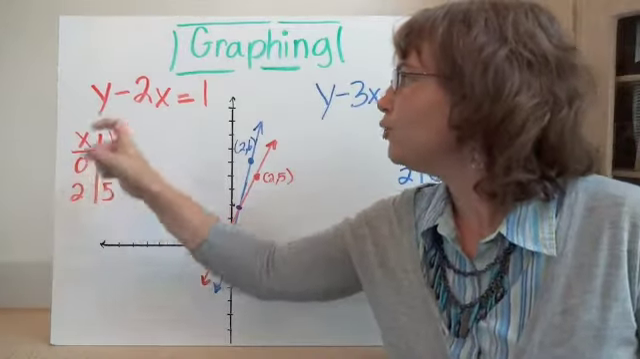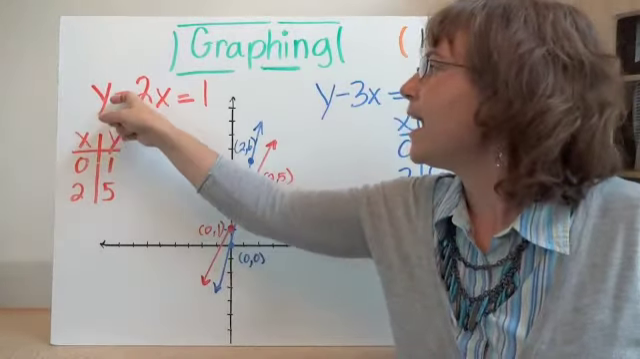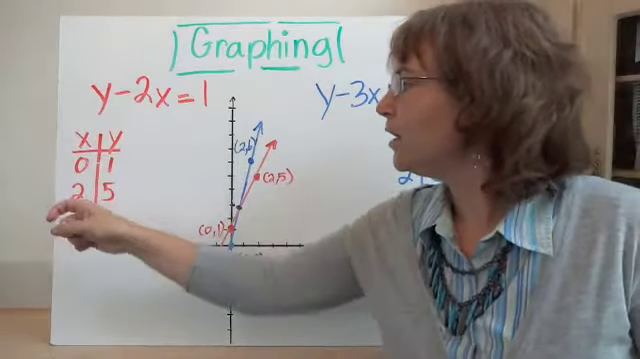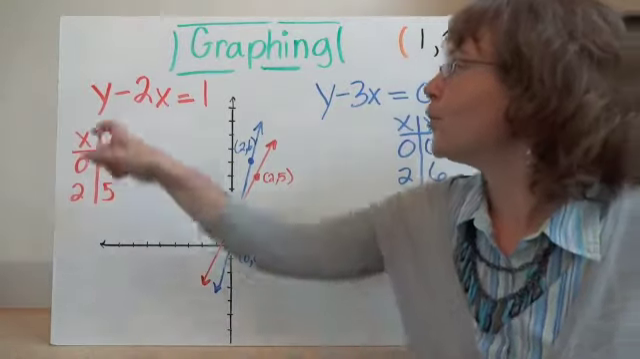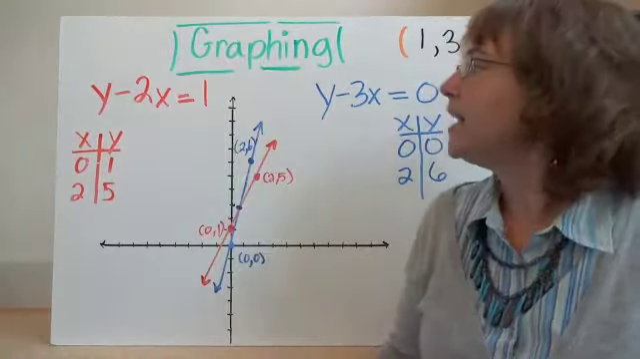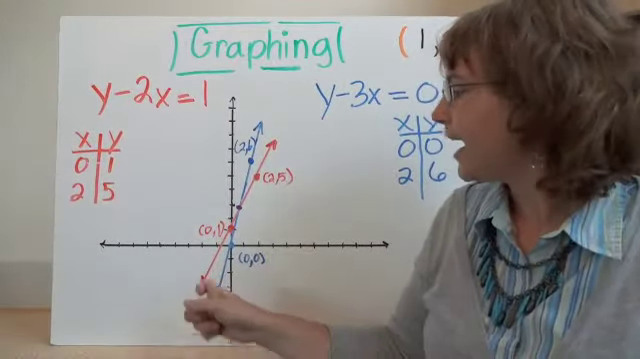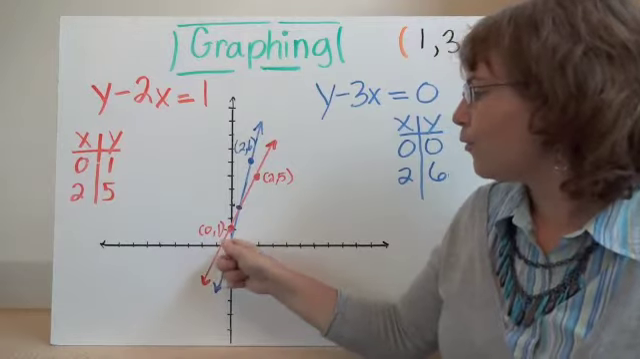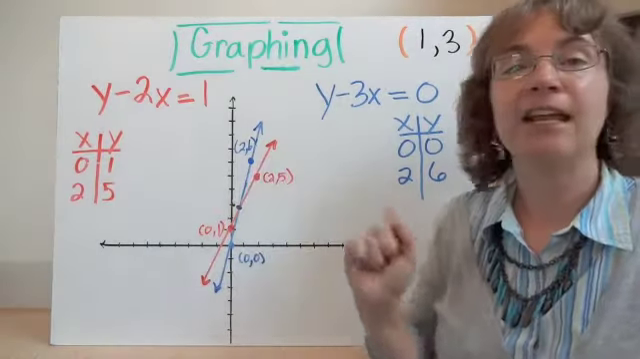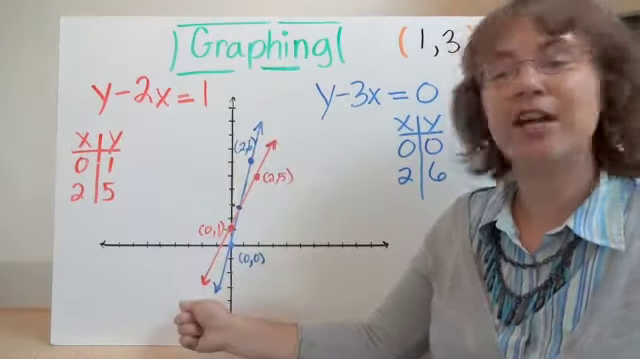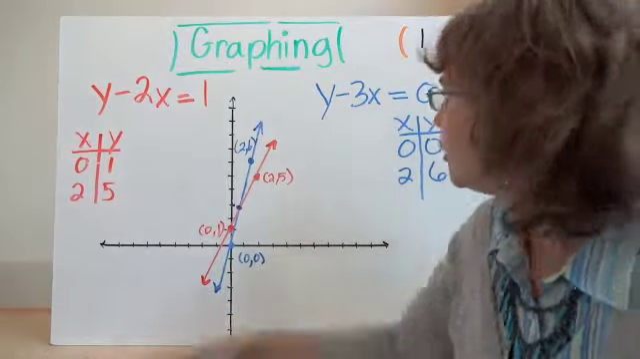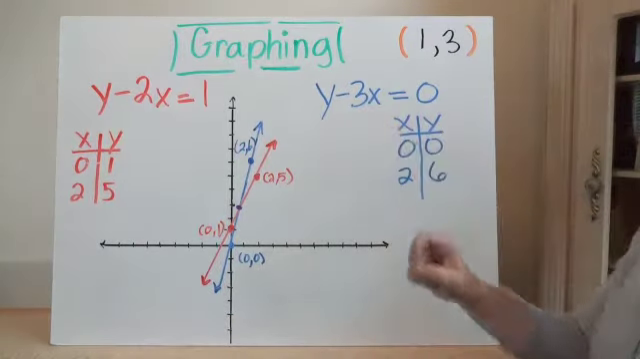And then I'm going to choose a 2 for my x right here. So I have y minus 2 times 2, which is going to give me a 4. So y minus 4 equals 1. Add a 4 to both sides, and I have y is equal to 5. And I can go ahead and graph that. I'll go over 2 and then up 5, and I can graph that coordinate point, use a straight edge to draw my line. I'm going to do the same thing with my other equation.